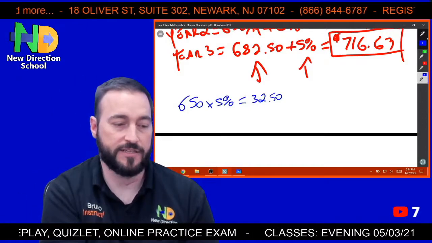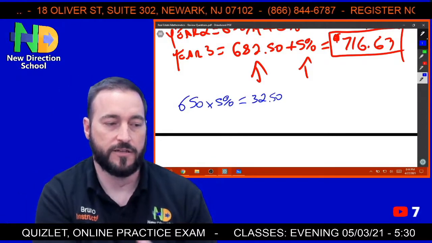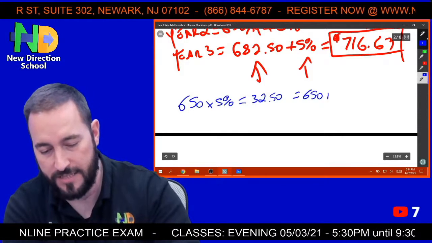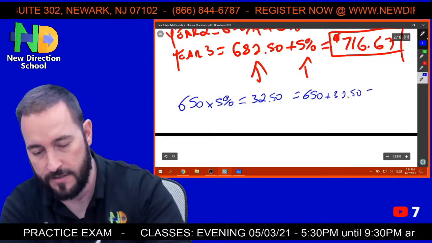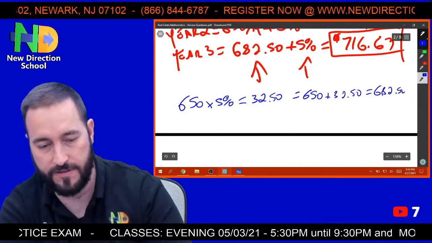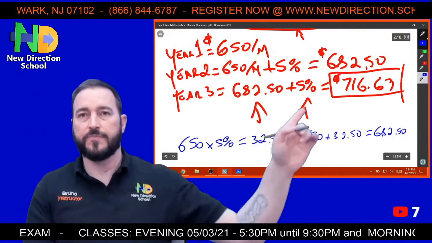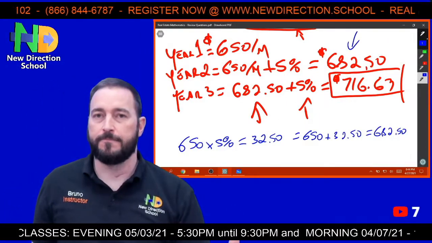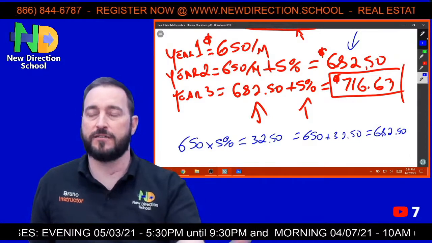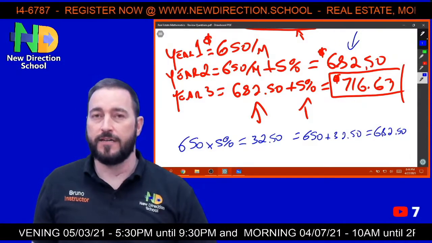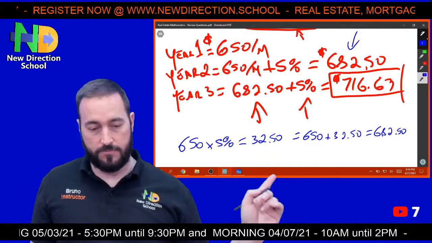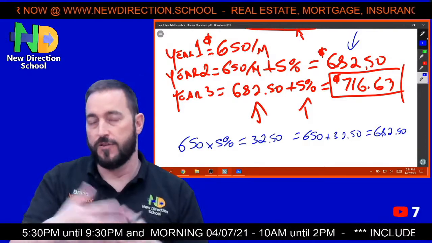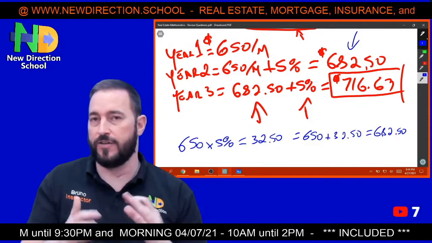But that's what the 5% is. What is the new rent? The new rent is the 650 plus 3250. So that's the 682.50 that we have here, right? If you see right there, I just eliminated a few steps by giving you the plus 5% on your calculator. So if you want to do it this way, times 5%, just remember you need to add on to it to give you the result. That's the only thing.